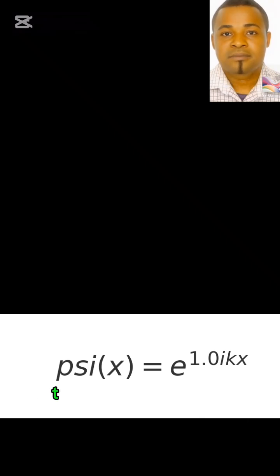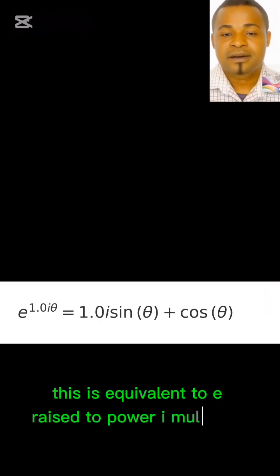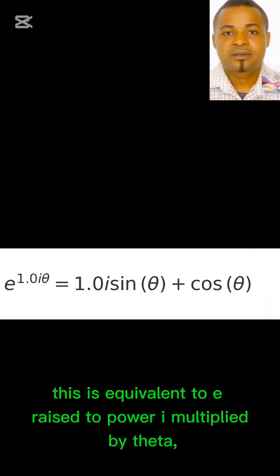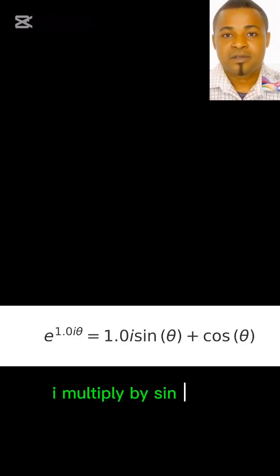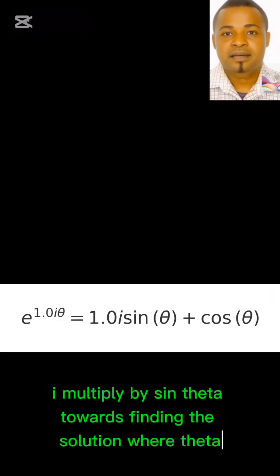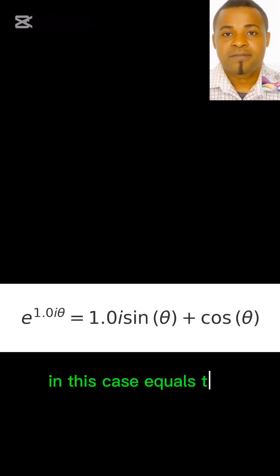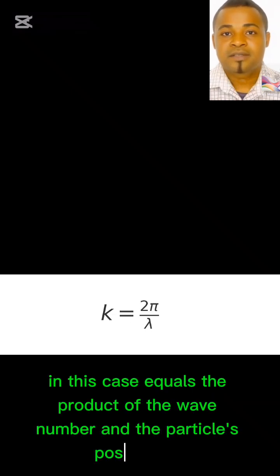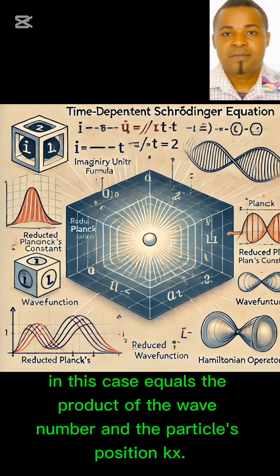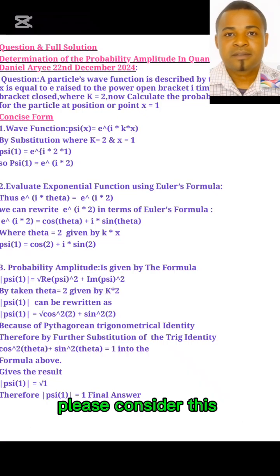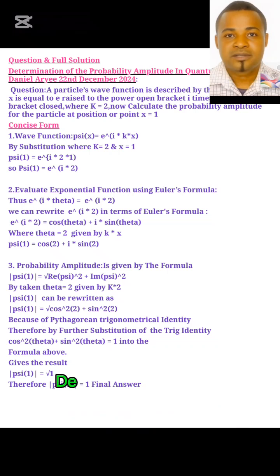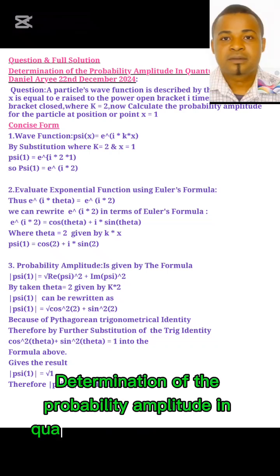Thus psi of x equals e raised to the power i times k times x, and this is equivalent to e raised to the power i multiplied by theta, which by extension can also be expressed as cos theta plus i multiplied by sin theta, towards finding the solution, where theta in this case equals the product of the wave number and the particle's position, kx. Good. Now in order to solidify your understanding, please consider this practical example below.